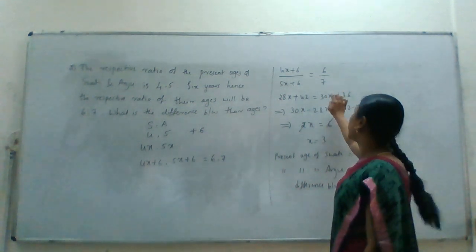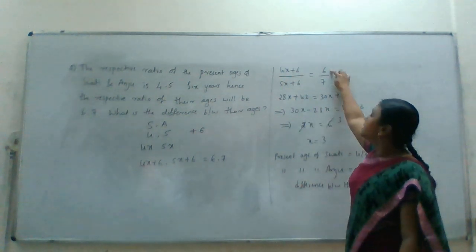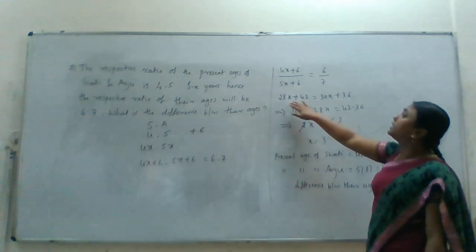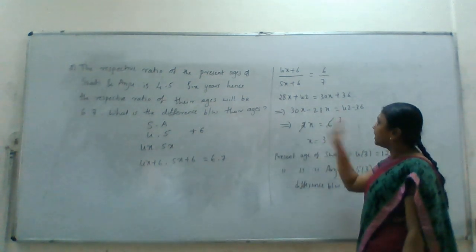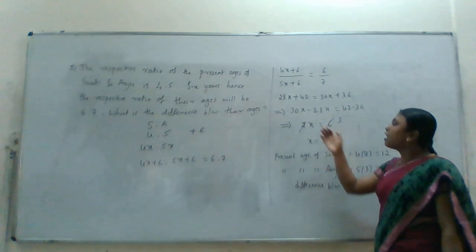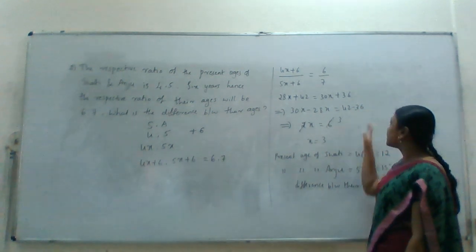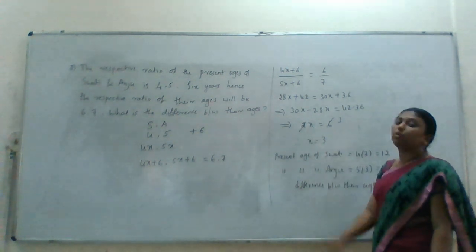Now by cross multiplication, 7 into 4 is 28x, 7 into 6 is 42, 6 into 5 is 30x, 6 into 6 is 36. Now take this 28x to the RHS side, 30x minus 28x, then take this to the LHS side, 42 minus 36. Now 30 minus 28 is 2x, which is equal to 42 minus 36, that is 6. 2 1s are 2, 2 3s are 6, get cancelled, so x is equal to 3.